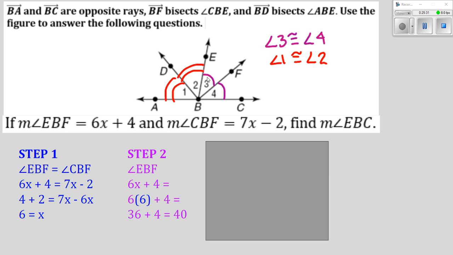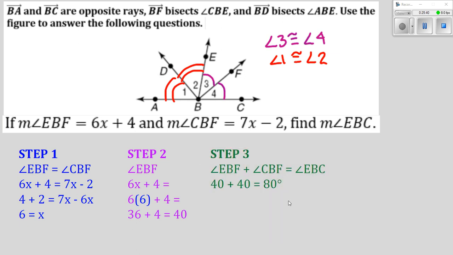So if angle 3 is 40, then that means angle FBC, angle 4, has to also be 40. All I did was add them twice, or you could double it, and you get 80 degrees for that angle. So again, there are 3 steps involved here. Like I said, most of you might just stop at step 1 and forget to plug in and solve for what they are looking for, the final result.